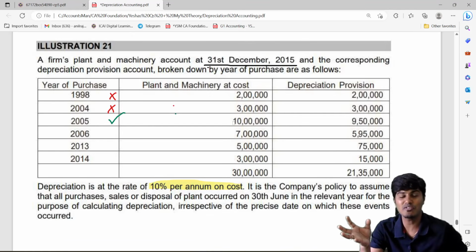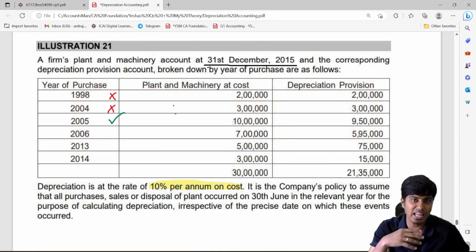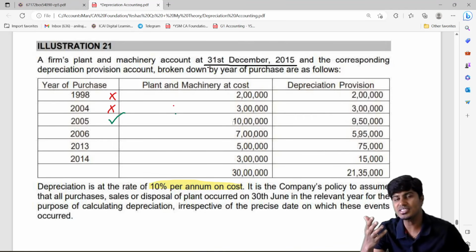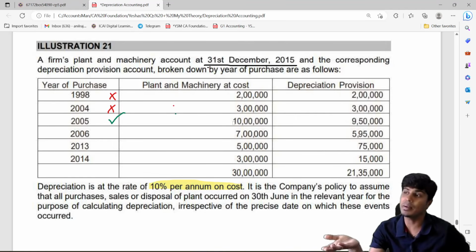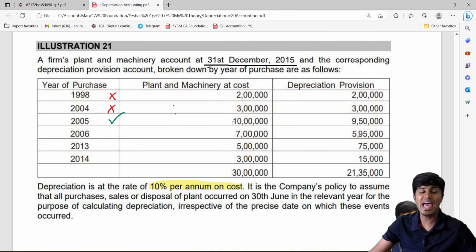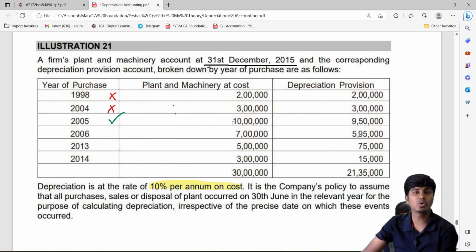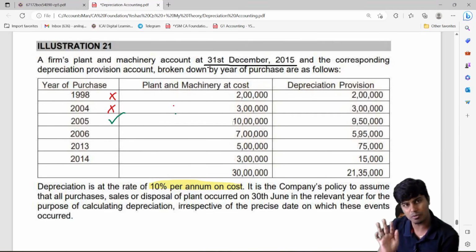10 lakh 50,000 of accumulated depreciation exceeds the original cost of the asset, which is 10 lakh. If we deduct it, the value of the asset in the balance sheet will become minus 50,000. An asset cannot have a negative balance. So it is incorrect for us to depreciate this asset for an amount exceeding 50,000. So though the depreciation rate is 10%, we can provide depreciation only up to 50,000.